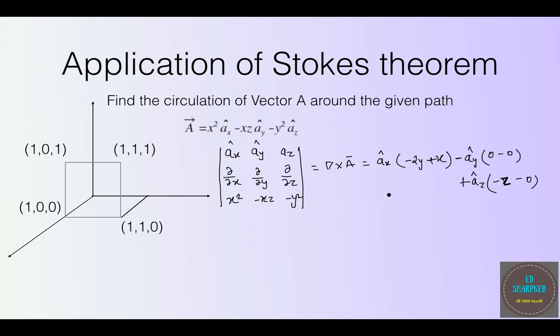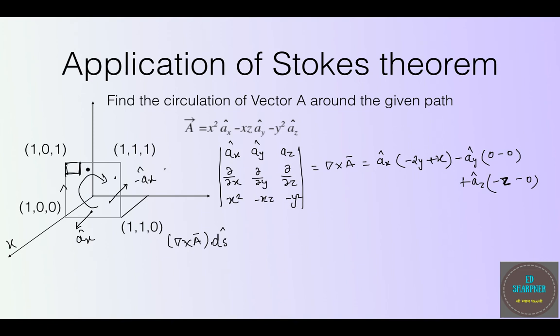So we need to see now what is the ds vector, which we will multiply with del cross A. Now ds vector is an elemental area around this path. So this area is facing the ax cap direction. This is the x-axis, and probably minus ax direction. We took the circulation along this path.